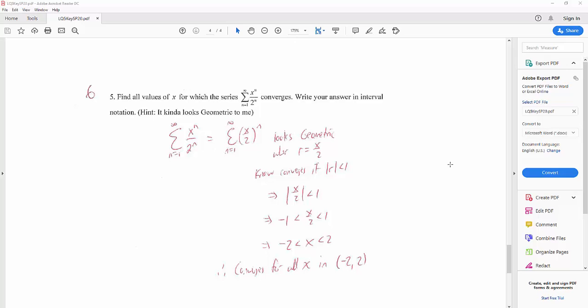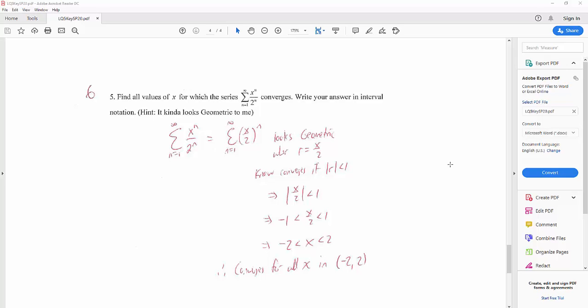And I gave the hint that to me it kind of looks geometric. And that's because x to the n over 2 to the n can be rewritten as the fraction x over 2, to the n. Yes, that looks geometric, where r has the value of x over 2. We know a geometric series converges if absolute value of r is less than 1. Well, since r is x over 2, that means absolute value of x over 2 is less than 1. And then I can rewrite that absolute value inequality as -1 less than x over 2 less than 1.